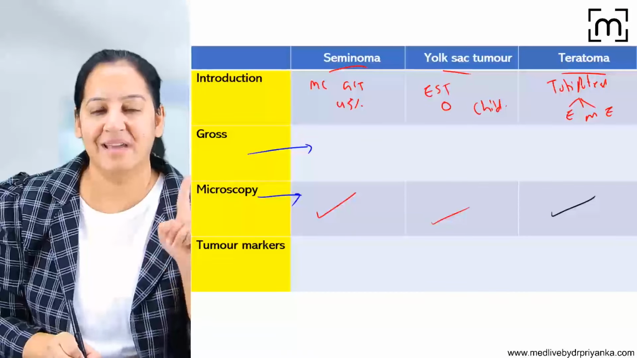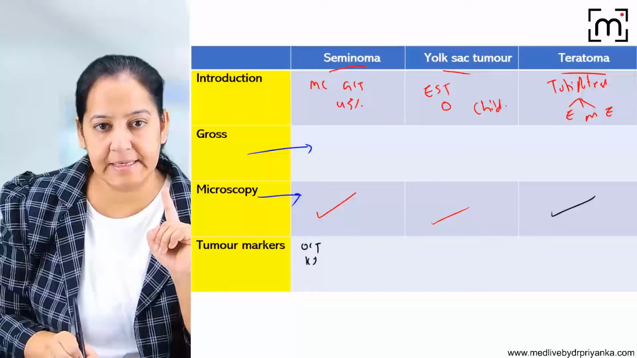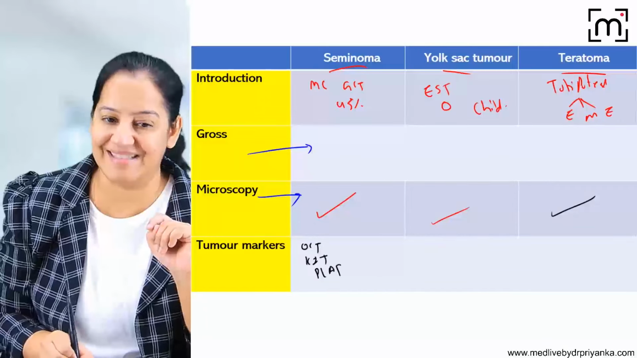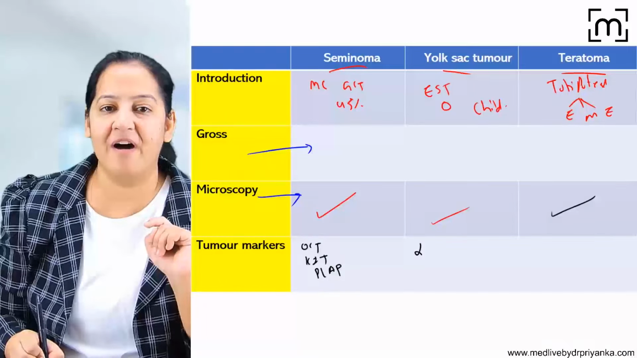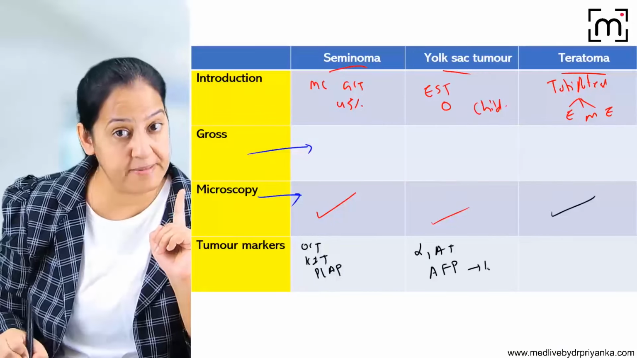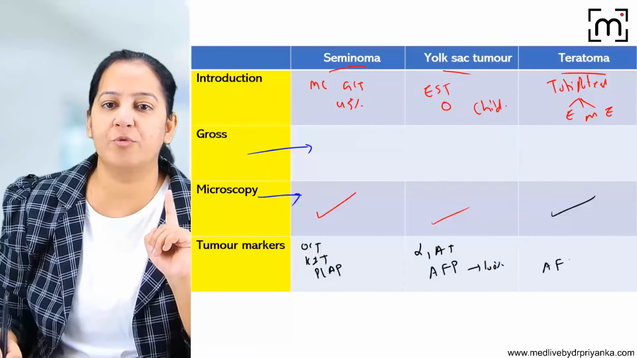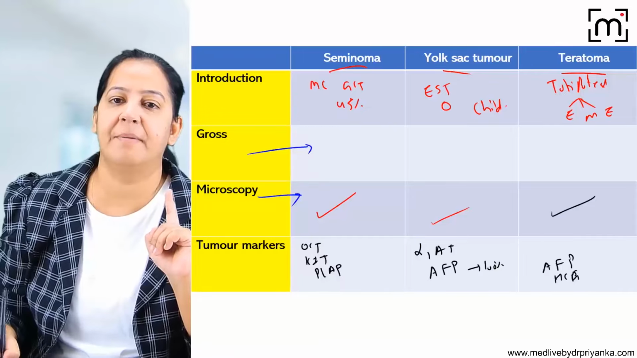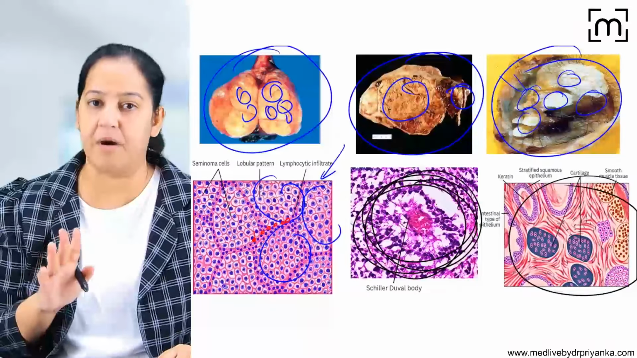Tumor markers: in Seminoma, OCT, KIT, and PLAP are elevated. In Yolk Sac tumor, alpha-1 antitrypsin and alpha-fetoprotein are elevated in 100% of cases. In teratoma, alpha-fetoprotein and HCG are elevated, but in 50% of cases. So learn the tumor markers of all three.